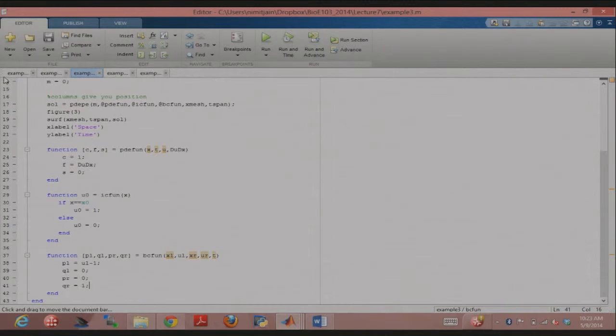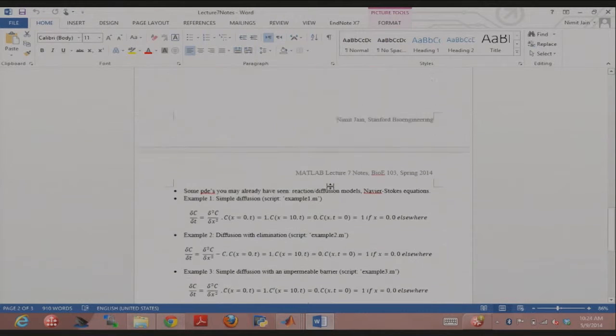But at the right boundary, instead of saying that the concentration is pinned at 0, which was the case here, I'm now saying the derivative is pinned at 0 with respect to space. So I've changed this here. You can see now PR is 0 and QR is 1. And why does that make sense?